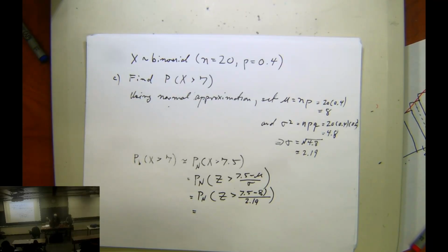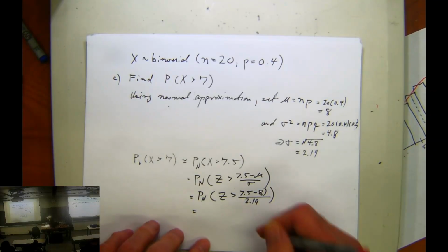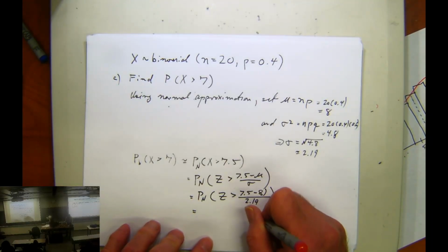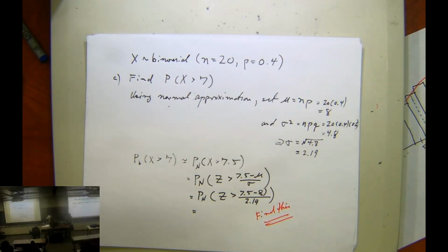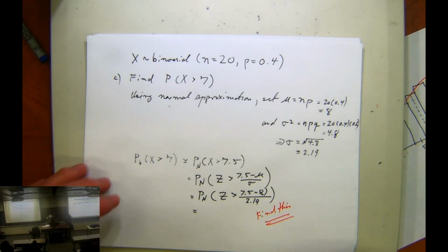Okay, so what about the probability? I'm just going to write: find this. Don't worry, I'm going to give you the answer to double check your work in a moment.